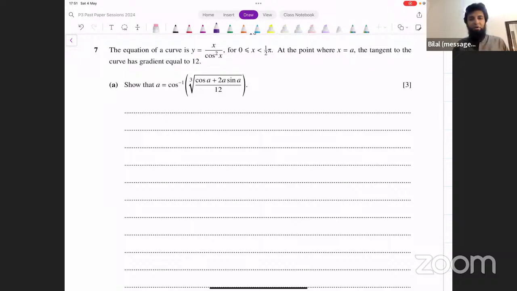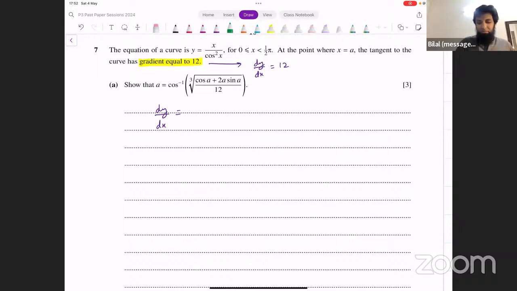How do you find gradient of a curve? You find the derivative, right? dy over dx. Let's differentiate this. dy over dx. And then put that equal to 0, because we're looking for the... Sorry, I'm sorry, not put that equal to 0. Gradient is supposed to be equal to 12. So you put dy over dx equal to 12 in that case. Okay, that's what you would do. When x equals a, dy over dx would be equal to 12. That's what you do. But let's first find dy over dx.